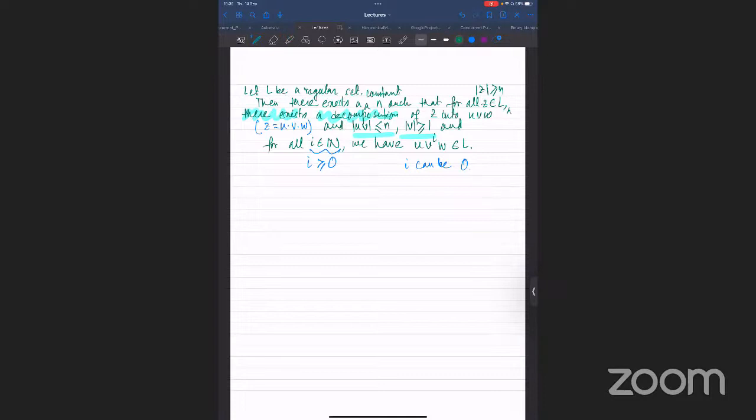Okay, let me write this down a bit more formally. L is regular implies there exists N such that for all Z belonging to L, |Z| greater than or equal to N implies there exists UVW such that Z equals UVW, and V is not equal to epsilon. It's the same as saying that the length of V is greater than or equal to 1.